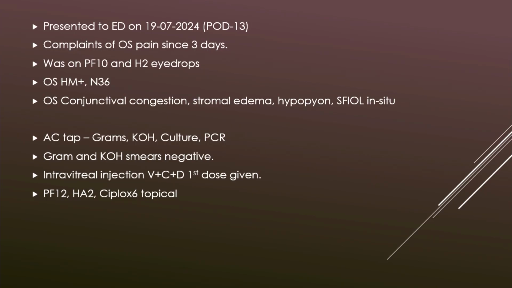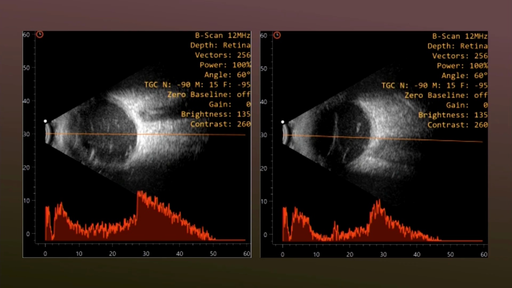The vision was hand movements at this point of time, and the anterior segment showed conjunctival congestion along with corneal stromal edema, hypopyon, and the SF6 was in situ, in place. At this point of time, we went ahead and did an ultrasound, and though not very clearly seen, eyeball reverberations were present. We can see in the vitreous cavity there is low to moderately reflective dot and clump echoes along with moderately reflective membranous echoes as well.